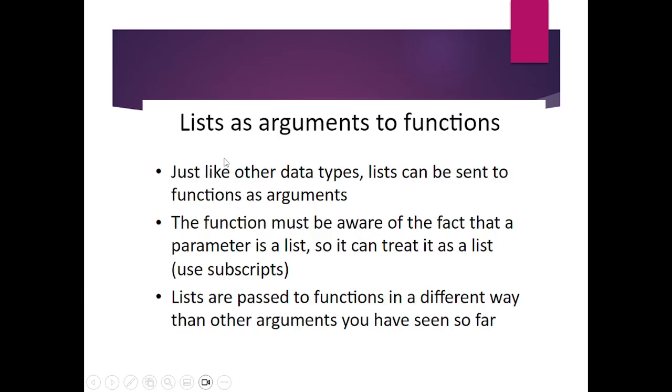Lists as arguments to functions. Just like other data types, lists can be sent to functions as arguments. So our list can be used as a parameter so that it can be used in a function. The function must be aware of the fact that a parameter is a list. So once we call a function, we can have a list inside it as our parameter, and it can treat it as a list and use subscripts. Lists are passed to functions in a different way than other arguments you have seen so far.